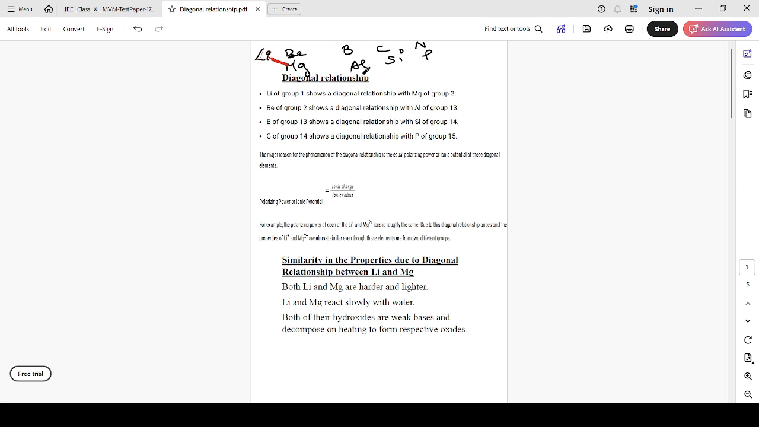Lithium and magnesium are diagonal to each other. Beryllium and aluminum are diagonal. Boron and silicon are diagonal. Carbon and phosphorus are diagonal. Interestingly, these elements show a certain kind of relationship in their physical nature or chemical properties. That is called the diagonal relationship.